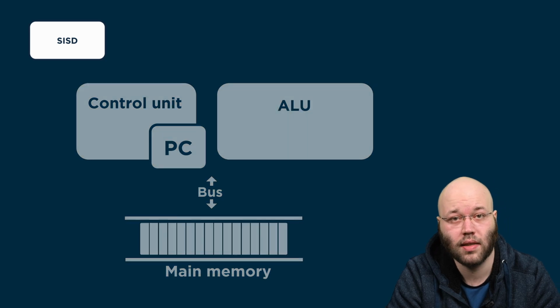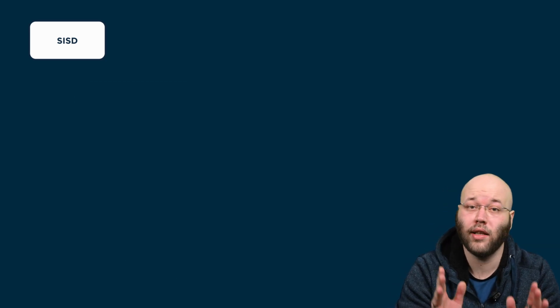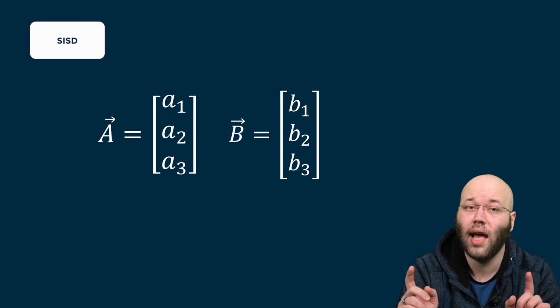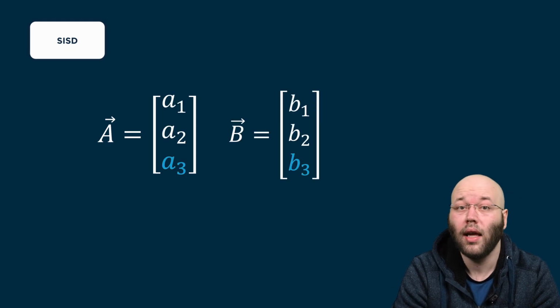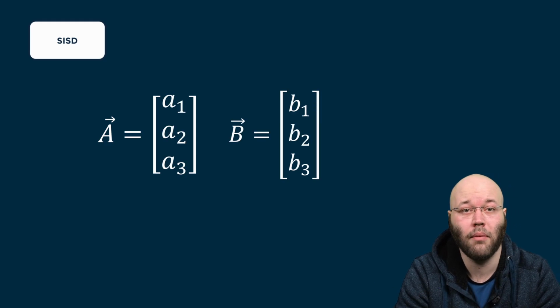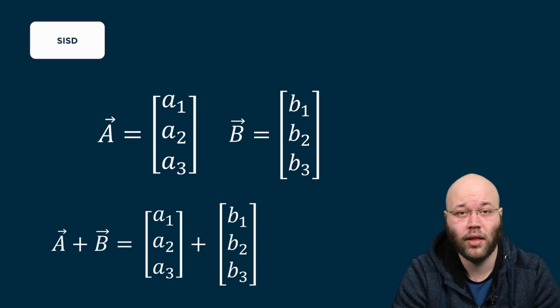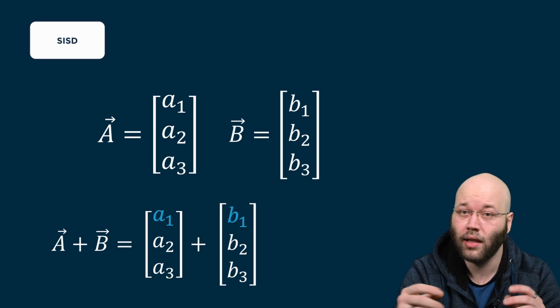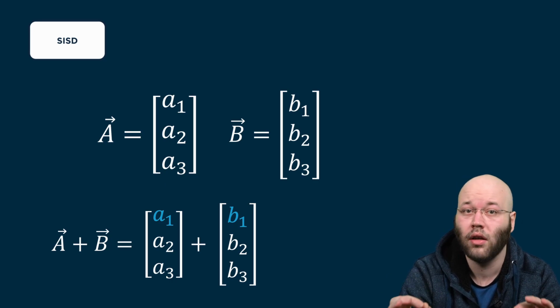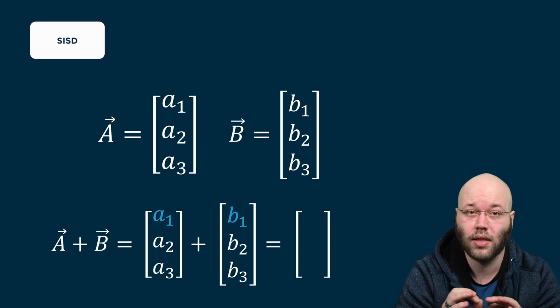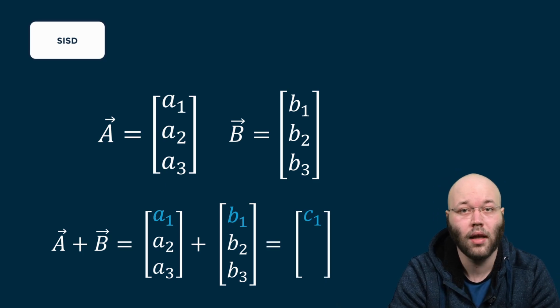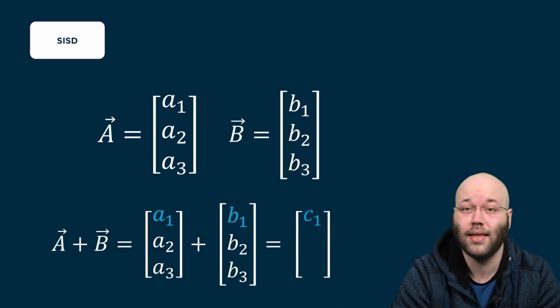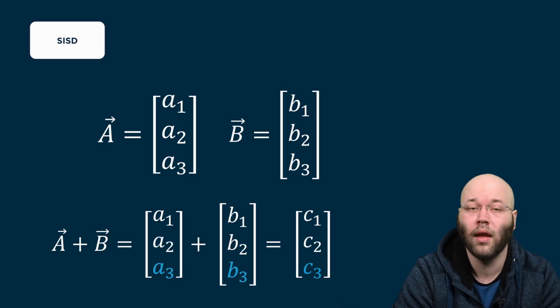Now let's consider a simple computational task: adding 2 vectors A and B element by element. If you were doing this with pen and paper, you'd begin by reading the first element of A and the first element of B. You'd then add them together in your head, and finally, you'd write the result into the first element of your result C. Then, you'd move on to the second element, and so on.